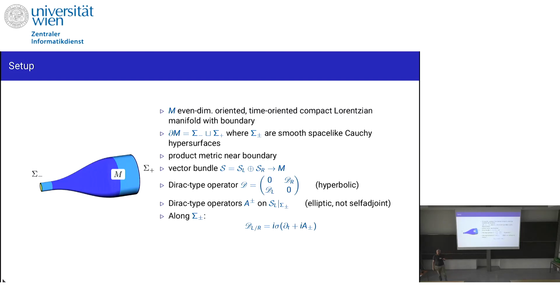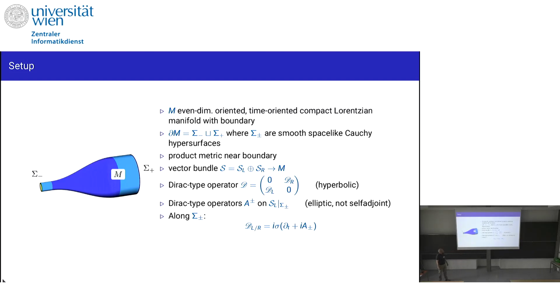However, we are not assuming that these induced operators on the boundary are self-adjoint. In fact, in many cases, we don't even have a definite metric with respect to which the Dirac operator or these boundary operators are even symmetric. So it's elliptic, but not necessarily self-adjoint, and that's something we'll have to deal with.